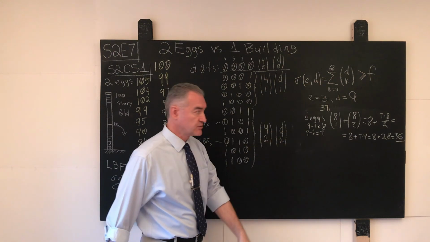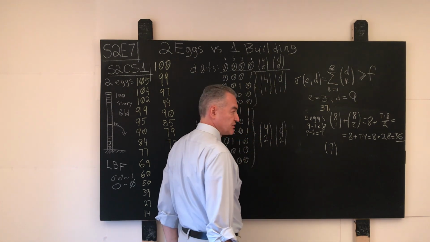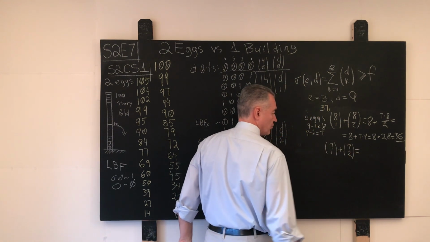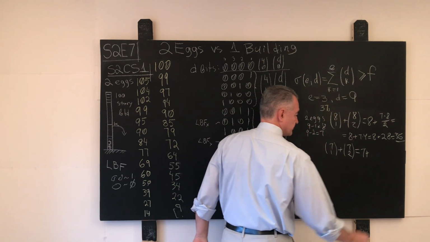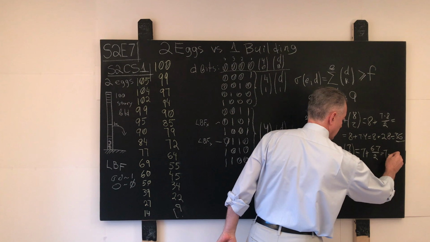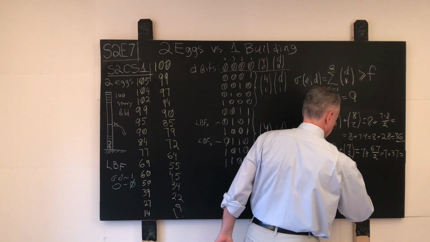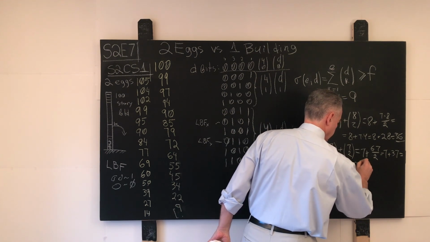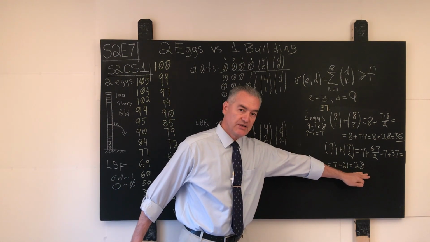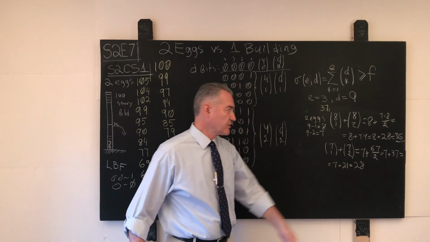We use our wonderful master formula. We compute the sum of 7 choose 1 plus 7 choose 2. That will be 7 plus 6 times 7 over 2. That will be 7 plus 3 times 7. That will be 7 plus 21 equals 28. So now we know that with 2 eggs and 7 drops we can test a 28-story building. We already know that this is a wonderful triangular number.